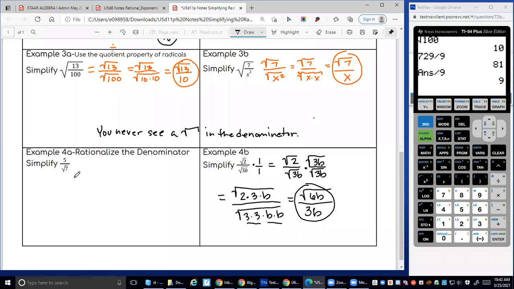Go ahead and give it a whirl for this. My hint would be, please notice that the 5 is not under a radical, okay? That's your hint. Go ahead and start.